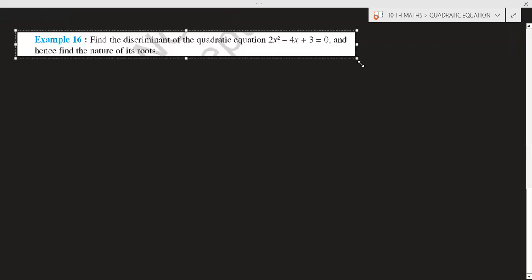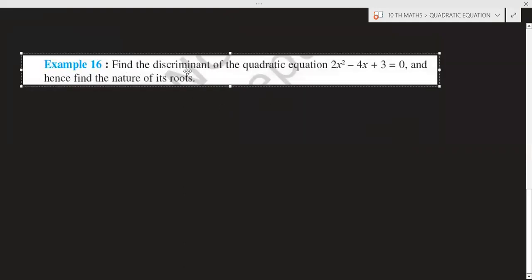First question. Find the discriminant of quadratic equation 2x square minus 4x plus 3 is equal to 0, and hence find the nature of its roots. Nature of roots means whether the roots are real or not real, or equal. What type of roots are there?